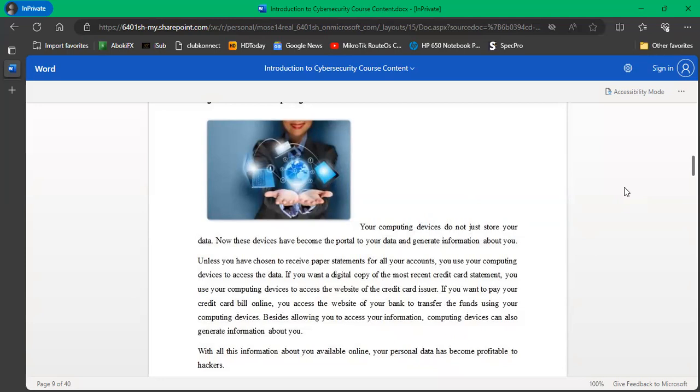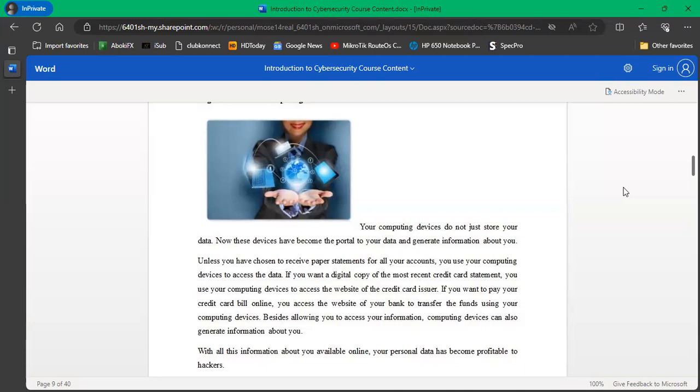Okay. Thank you. Now, your computing devices do not just store your data. These devices have also become the portal to your data and generate information about us. Unless we've chosen to receive paper statements for all our accounts, you use your computer to access the data. And if you want a digital copy of the most recent credit card statement, you use your computing device to access the website of the credit card issuer. And if you want to pay your credit card bill online, you access the website of your bank to transfer the funds using your computing devices.